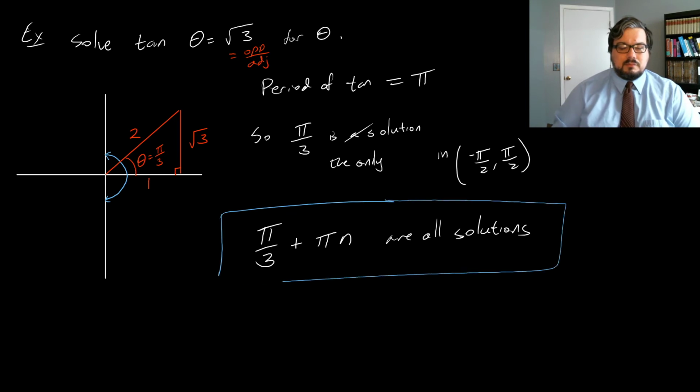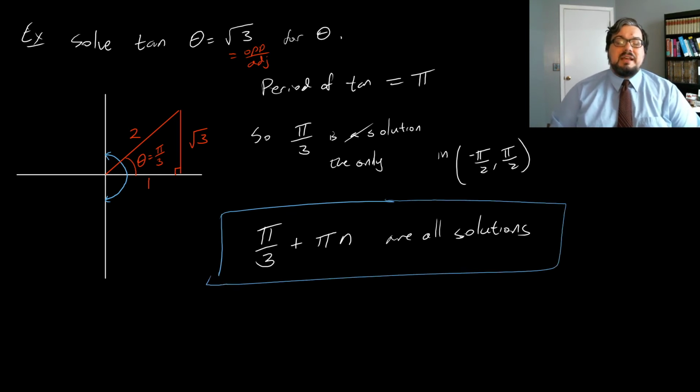So there's how we handle it. The first method that we use, where we find all of our solutions and add 2 pi, works for sine, cosine, secant, and cosecant. And this method, where we find all the solutions within an interval of length pi and then add pi n, works for tangent and cotangent. It's all based on the period of the function.